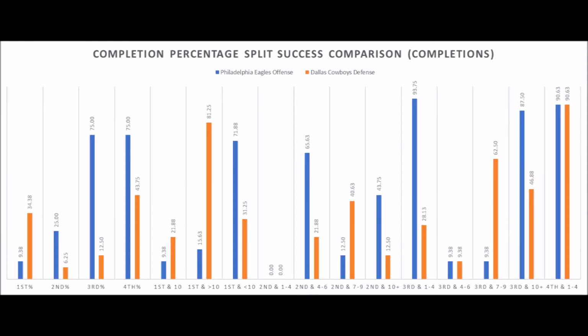Then, of course, you look at rushing down. So this is first down conversion rate with the run.